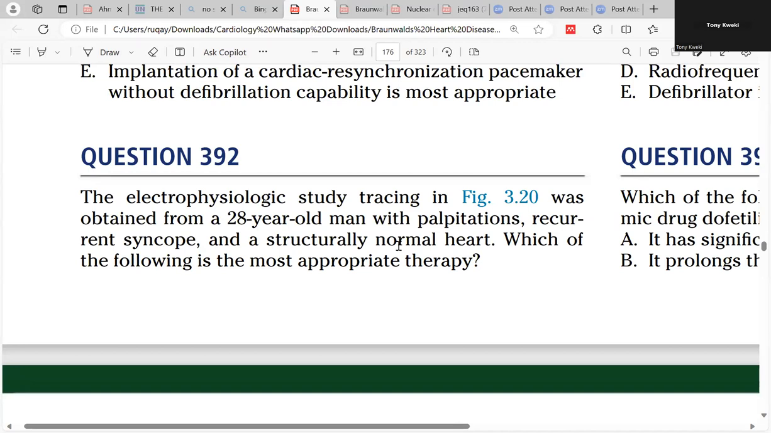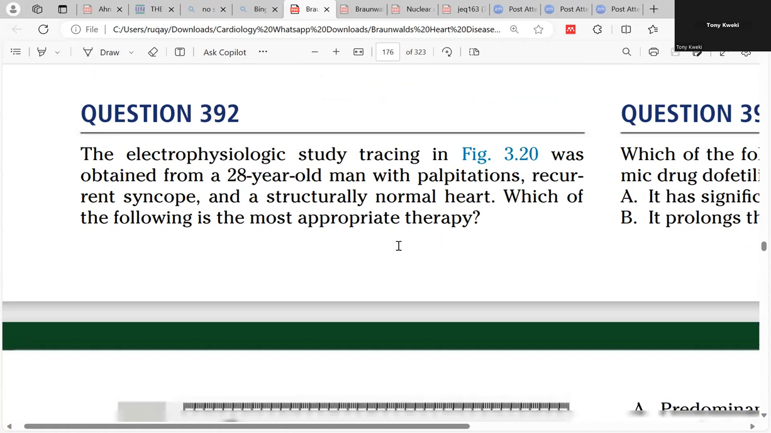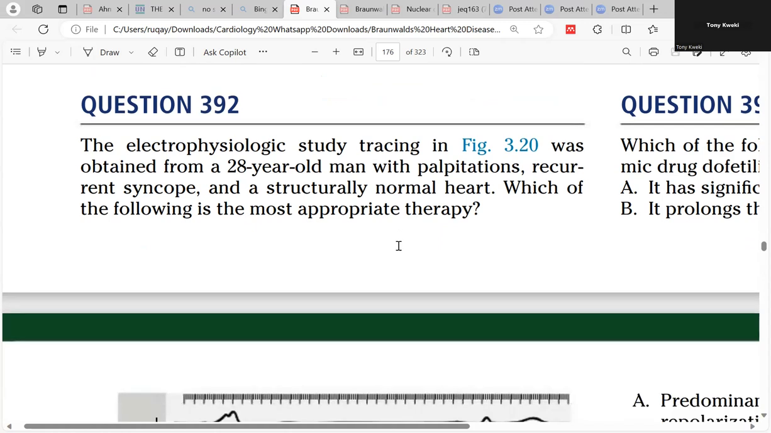Okay, question 392. It's an electrophysiologic tracing that is shown in figure 3.20, which was obtained from a 29-year-old man with palpitations, recurrent syncope, and a structurally normal heart. Which of the following is the most appropriate therapy? Let's take a look at figure 3.20. Should I scroll to the image? Yeah, let's go to the image. Let's take a look at it first.